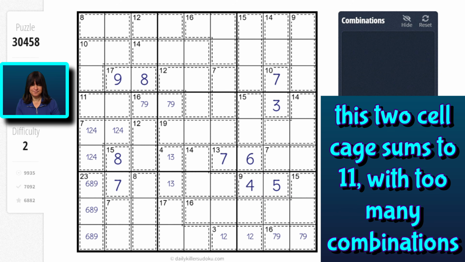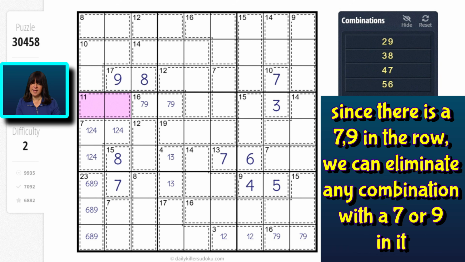All right, great. Now let's look at this block, block 4. We have a cage here that sums to 11. And at first glance, it looks like there are too many combinations for two cells that can sum to 11. But we can eliminate many of these combinations. For example, there's a 7-9 pair in the row, and they are locked into that row, so there can't be any other 7s or 9s in the row.